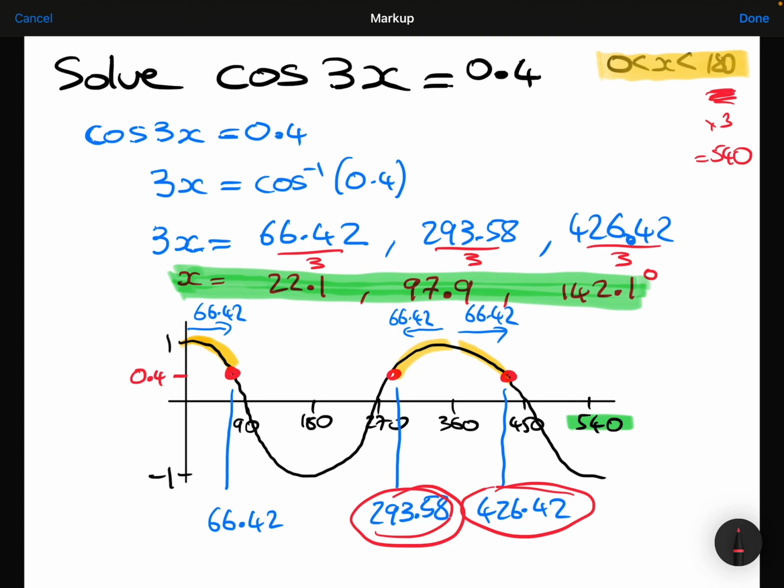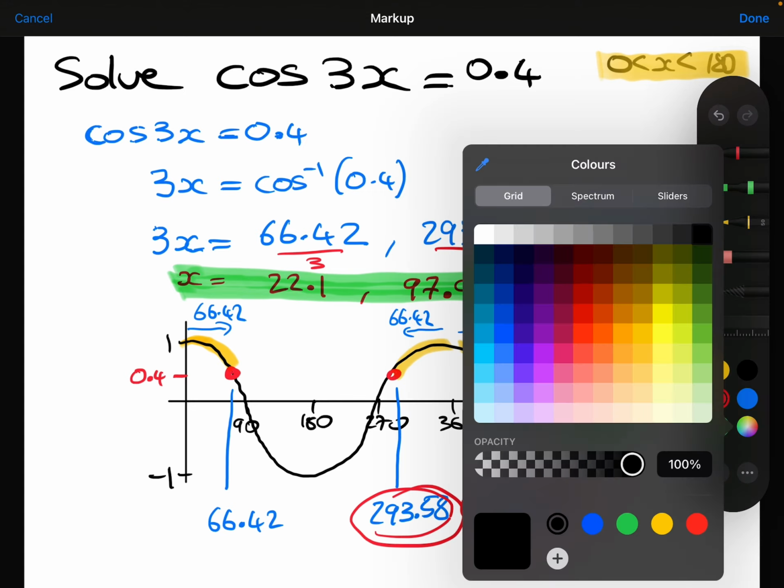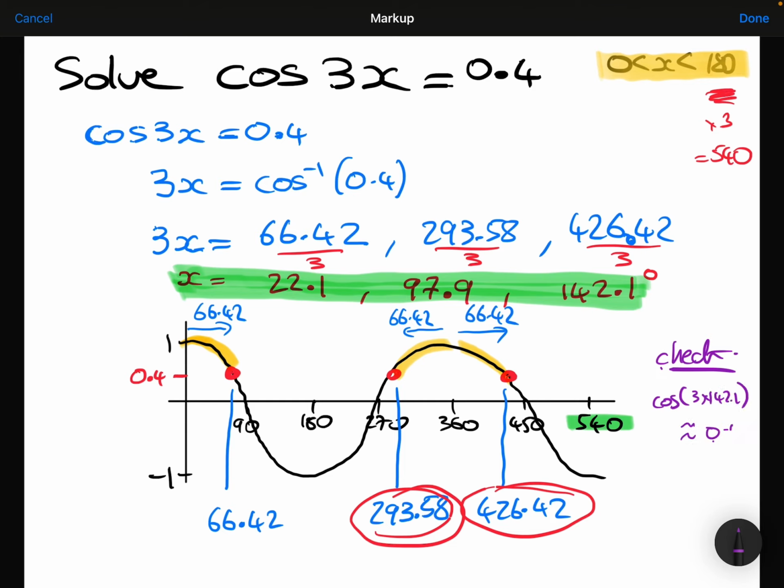And you can do a quick check to make sure you've got this correct. If I took any of those answers and substituted them back into the original, so check. If I did cos of 3 times 142.1, you should roughly get 0.4. You won't exactly get 0.4 because we rounded, but you should get roughly 0.4.